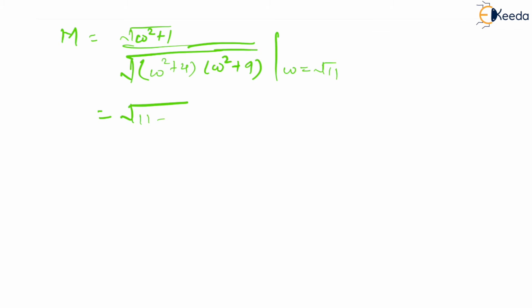You get under root of, yes, under root of 11 squared is nothing but 11. 11 plus 1 upon under root of what? You get 11 plus 4 into what? 11 plus 9, correct? What do you get then? You get this equal to 0.2.